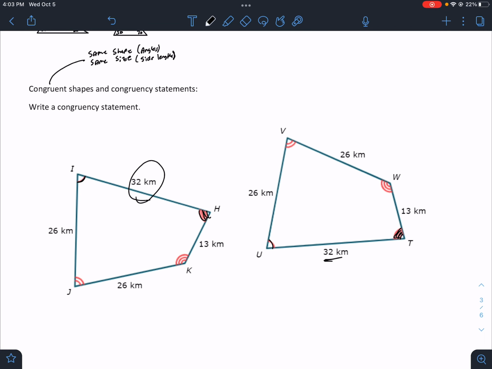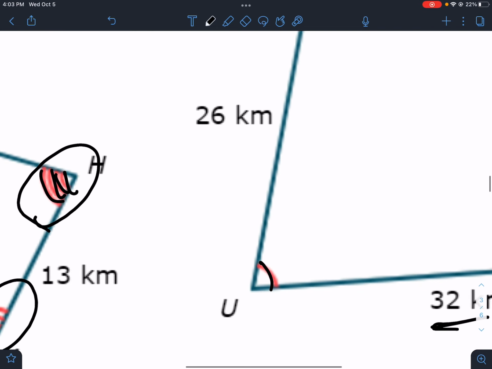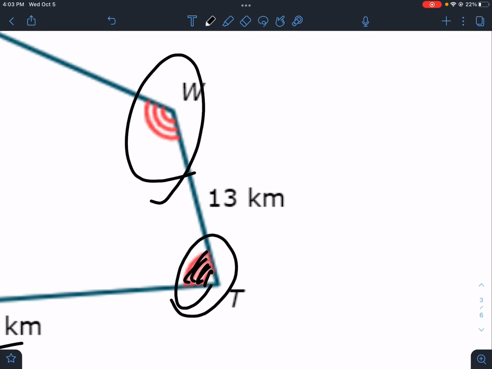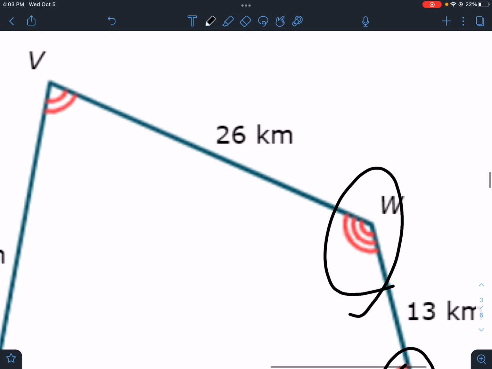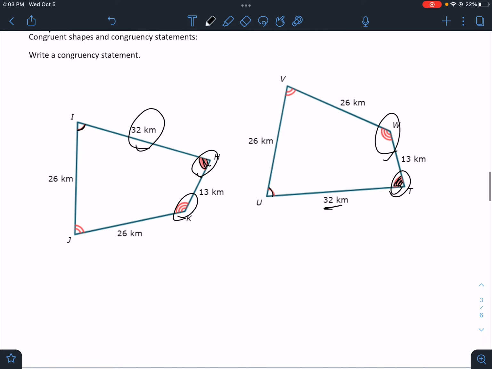So not only do all the sides have to have a match, but they have to be in the same order. Look at the 13. The 13 is between a 4 and a 3. So if we go over to the 13, is it between a 4 and a 3? Yes. How about the other 26 and the other 26? Yes. So we go around and we make sure that each side is included for the same two angles. And they are. So yes, these two shapes are congruent.